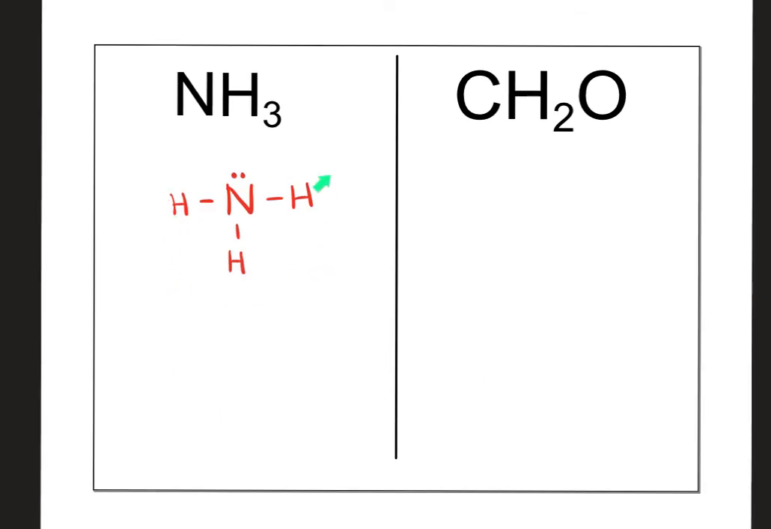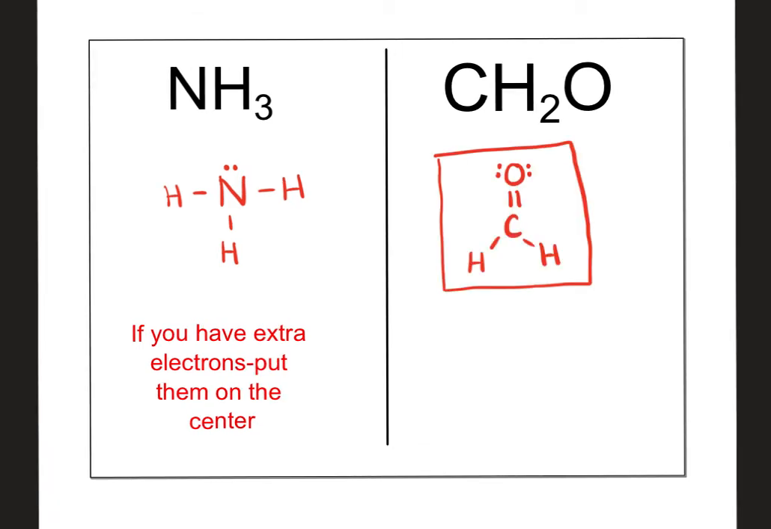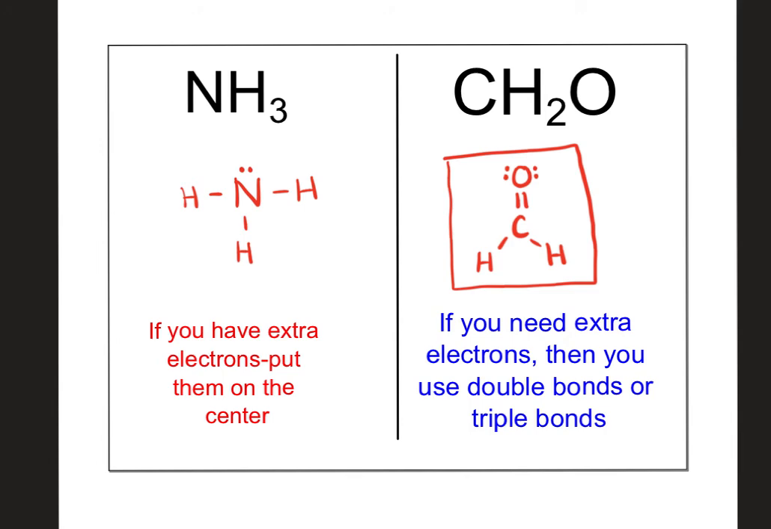Here's the Lewis structure we got for NH3. And in this situation, we had extra electrons in our piggy bank. We're going to put them on the element in the center, right? So that middle element has a lone pair. Here's our final Lewis structure that we got for the CH2O. If we need more electrons, because our middle element is not satisfied, then we will do a double bond like we have here, or there is such a thing as a triple bond.